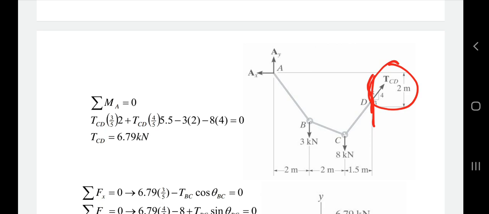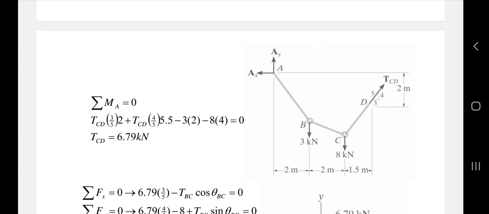Now if this figure is analyzed, and the moment about this point, that is point A, is taken, you will see that 8 and 3 will be multiplied by their respective moment arms or the distances. AY and AX will go into the point A, and thus there will be no distance, so they will have no effect, and we will be able to find TCD.